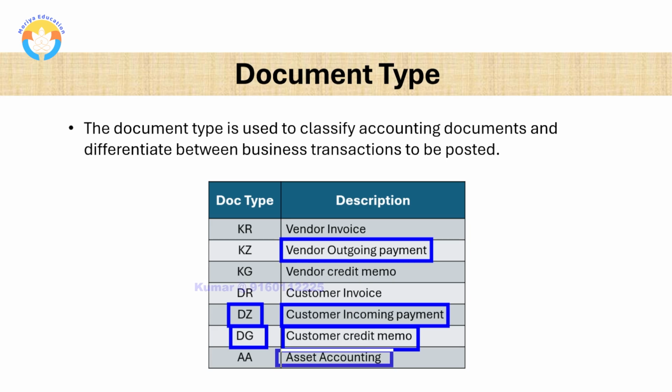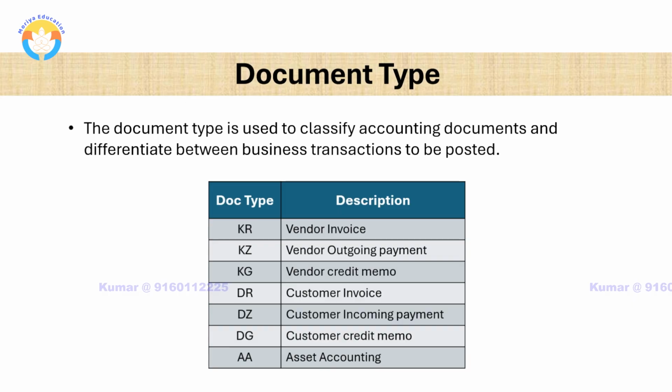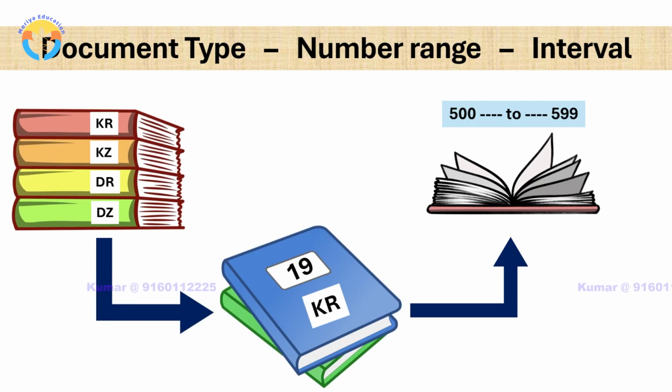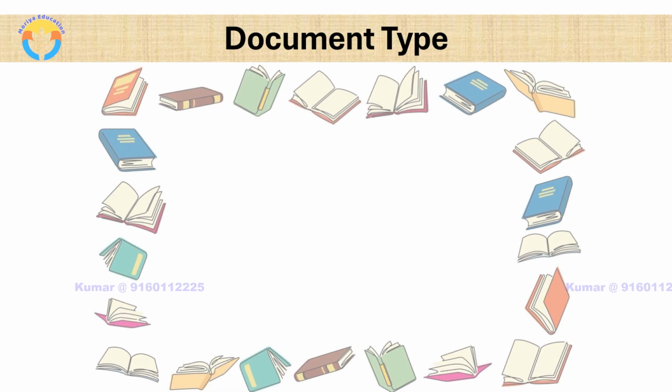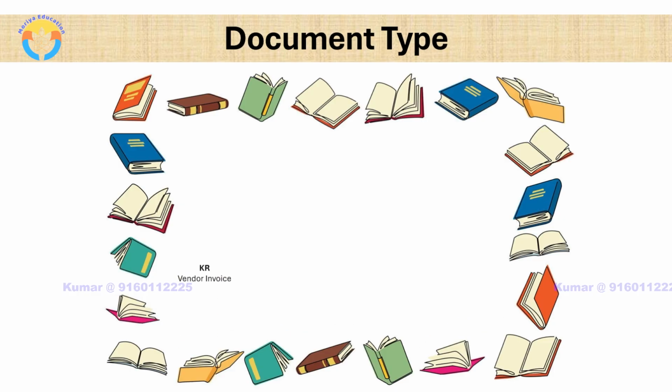And asset accounting, A. Asset accounting means all the fixed assets. So all these fixed asset transactions will be in asset accounting. So there are so many document types in asset accounting also. I'll show you. But as of now, I just want to make you understand what is document type. So there are so many document types. So you see here, these are only few I have mentioned.